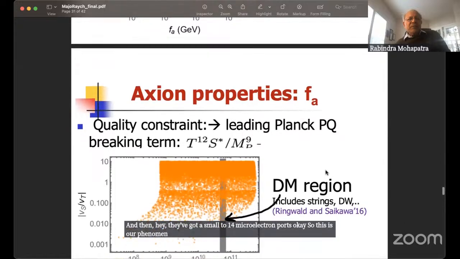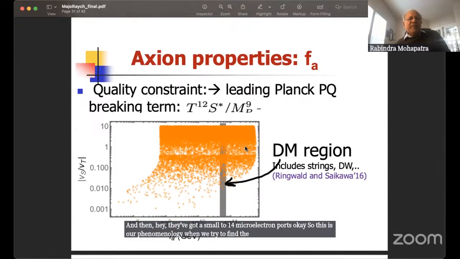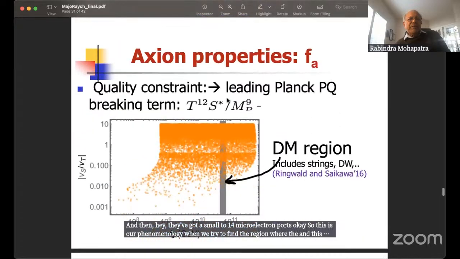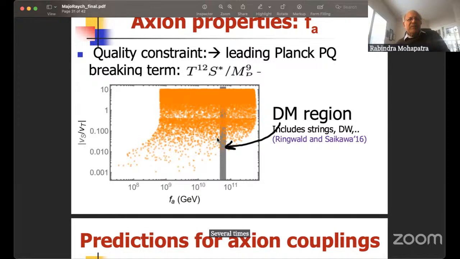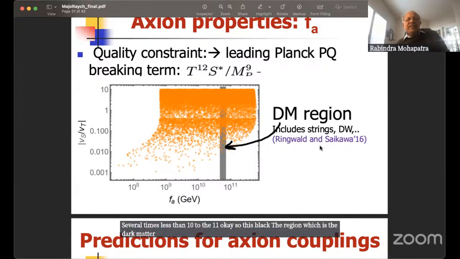When we try to find the region where the axion of our model becomes the dark matter, that restricts Fa to be somewhere around several times 10 to the 10 to several times less than 10 to the 11. So this black band area is the region which is the dark matter, and we use the calculation of this paper to take this line.